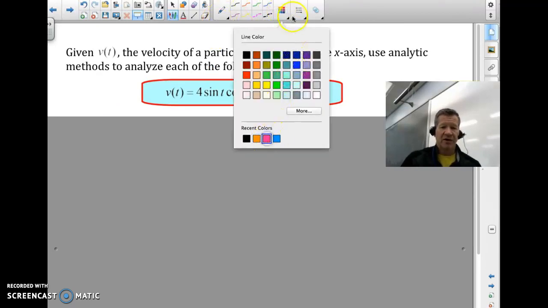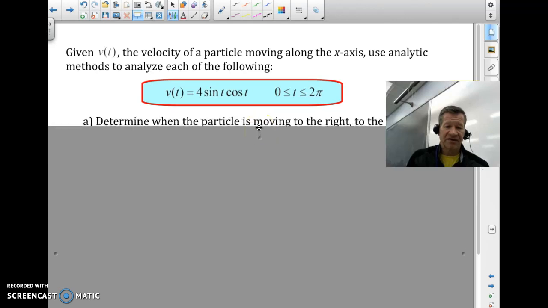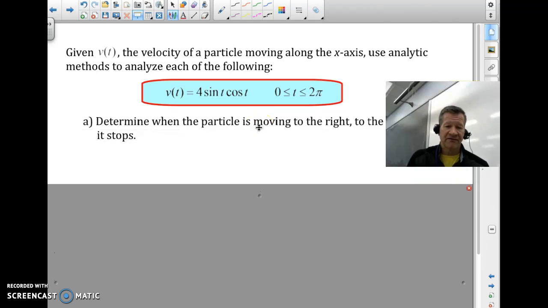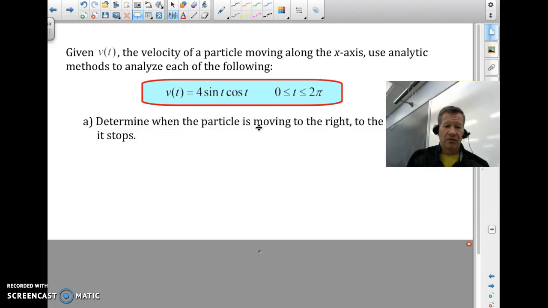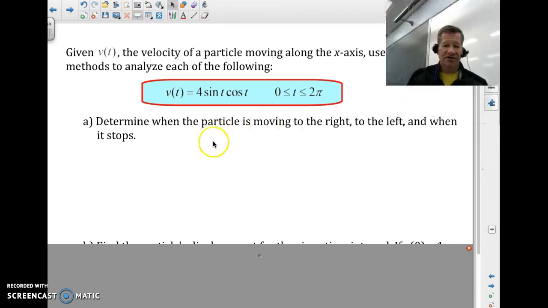Now, what if I give you a problem here where instead of a graph, I give you a function? Given v of t, the velocity of the particle along the x-axis, use analytic methods to analyze each of the following. So the velocity is 4 sine t cosine t on the interval from 0 to 2 pi. So where does this particle move to the right, where does it move to the left, and when does it stop? Well, that's kind of a semester 1 question, really.